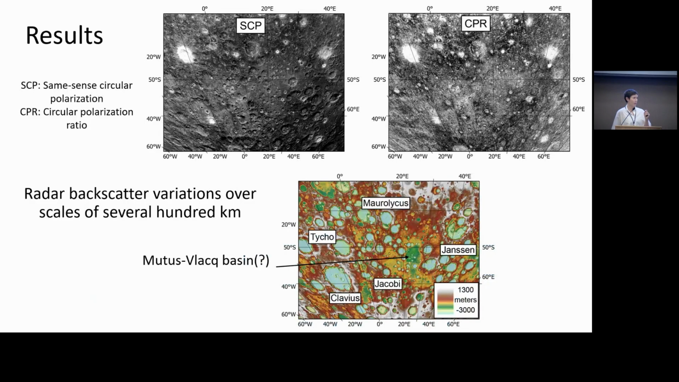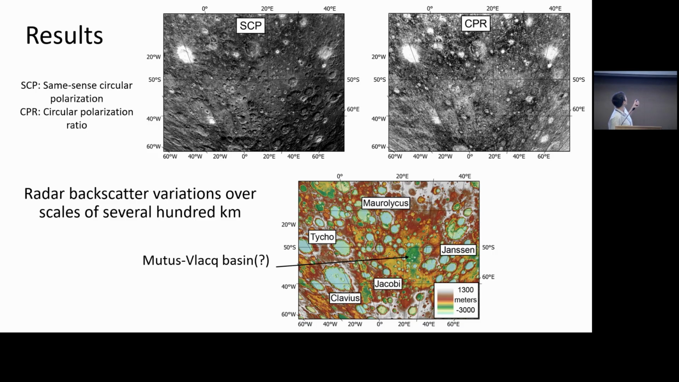So the region that we're looking at is this region near Maurolycus crater, which again is that crater at the top center of these images. On the left, there's a map of the SCP, the same sense circular polarization. The map on the right is CPR, or circular polarization ratio. And what you can see from the maps of SCP and CPR is that there are these broad regions of variations in radar backscatter.